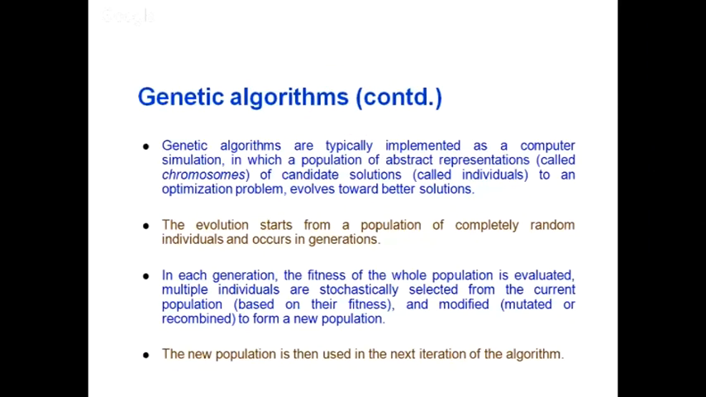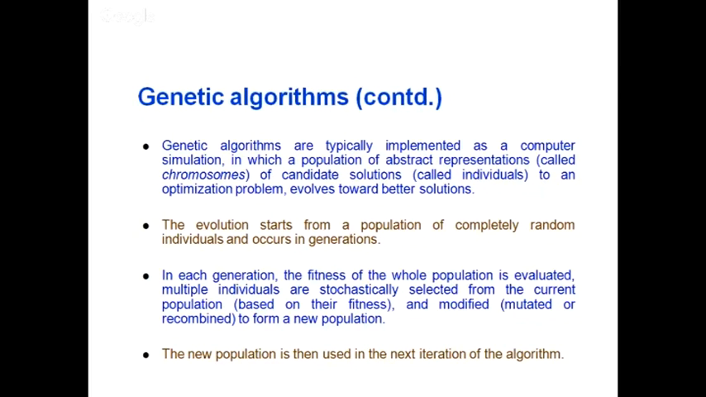A lot of work has been done. It is a very simple technique also. There are many variations in GA which have been discussed. So genetic algorithms are a particular class of evolutionary algorithms that use techniques inspired by evolutionary biology, such as inheritance, mutation, selection, and crossover. Genetic algorithms are typically implemented as a computer simulation in which a population of abstract representations of candidate solutions to an optimization problem evolves towards better solutions.